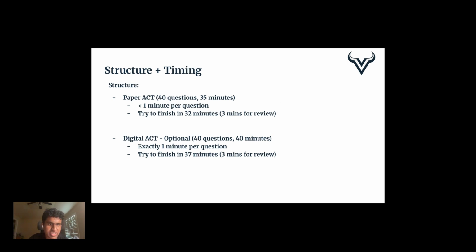For the digital ACT, remember science is optional, so only take it if you feel you'll have a good shot at it. I recommend anyone who's taken an honors science course at their school or an AP science course to take it, because it's really just data analysis, data reading. You have to understand graphs and tables and be able to make conclusions based on them. For this, it's 40 questions in 40 minutes. It's exactly 1 minute per question. So try and finish in 37 minutes, again giving yourself 3 minutes to review.